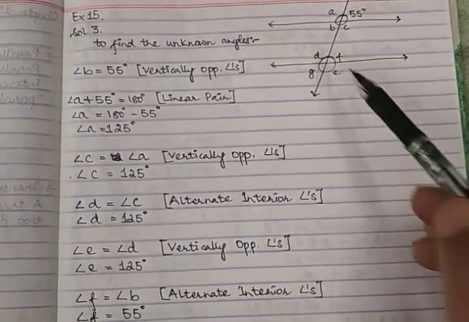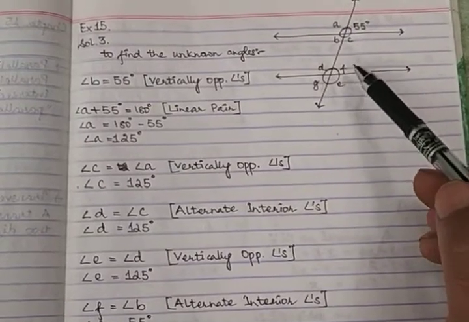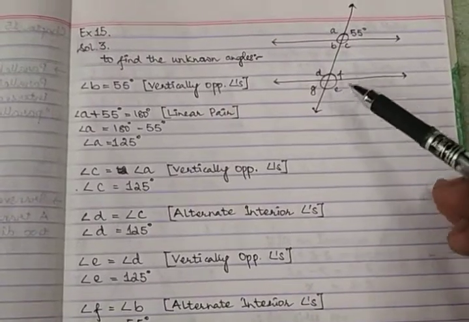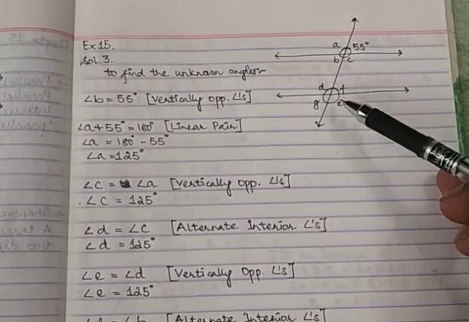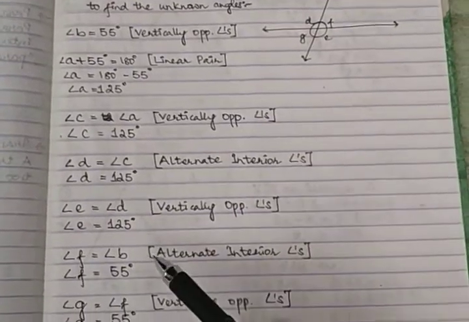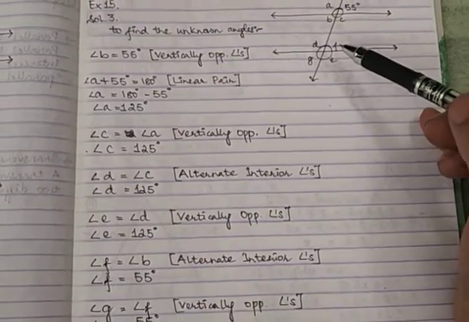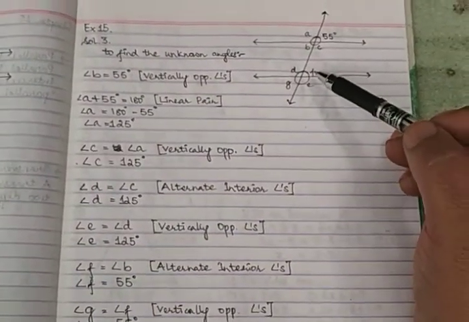Vertically opposite angles, isn't it? Now what do we know? D and F can be written as a linear pair as well, isn't it? So why do we go with calculation when we can simply write F is equal to 55 degrees? Or again, F equals B. Okay, so F is equal to B, but you could have directly written F is equal to 55 degrees as well.